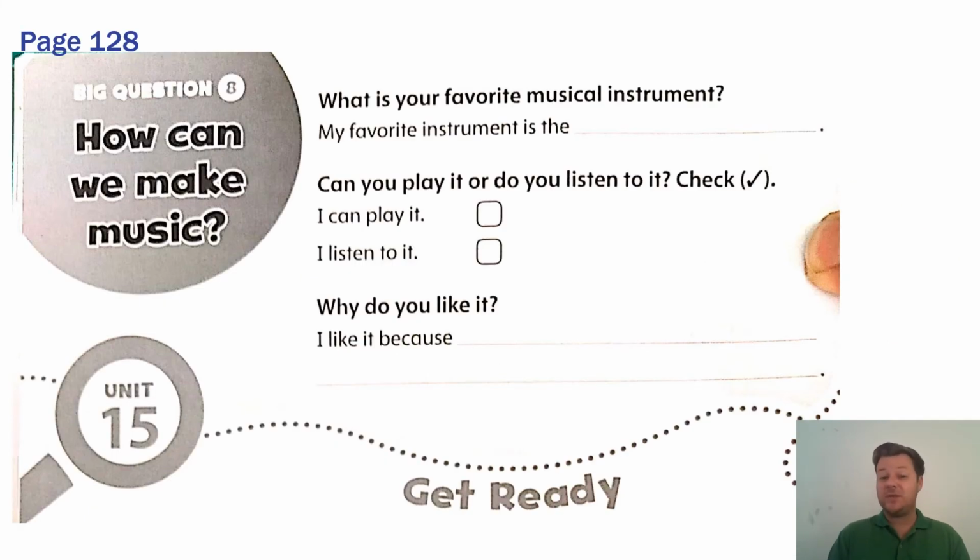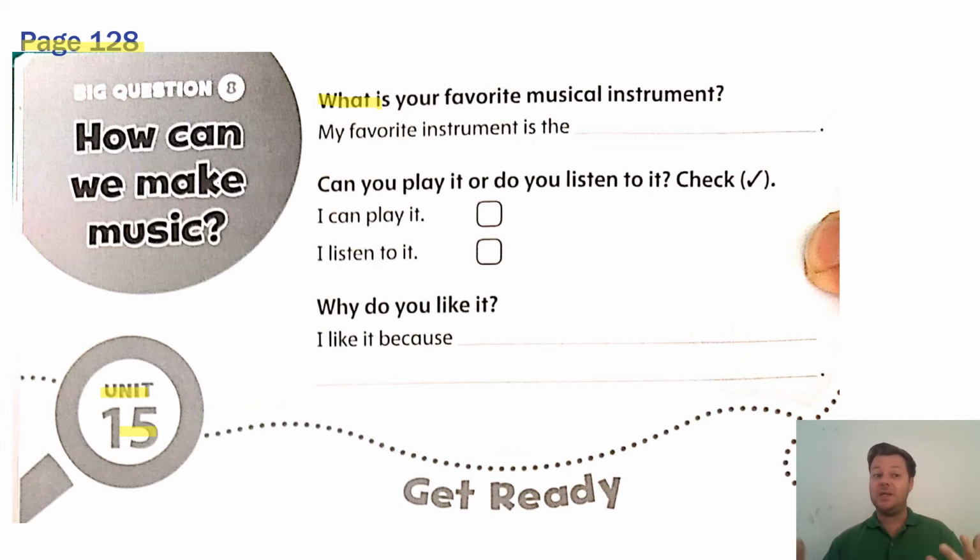It's time to do some activities inside our English Oxford Discover workbooks. So I want you to open your English book on page 128, and you'll see this is the start of Unit 15. So before we continue, we need to answer 3 questions. Let's look at question number 1. They are asking us, what is your favorite musical instrument? What is your favorite musical instrument, P1?